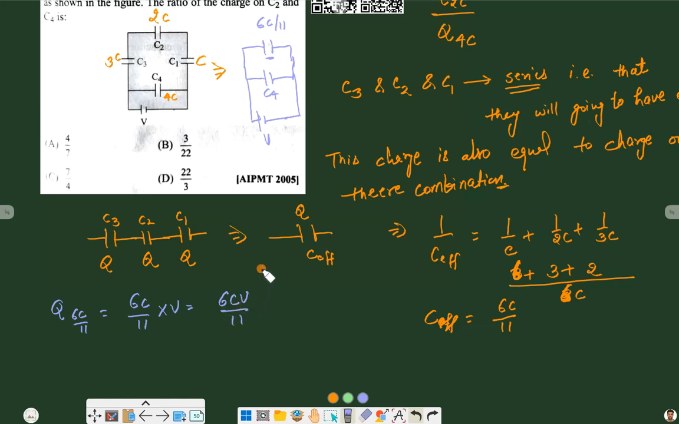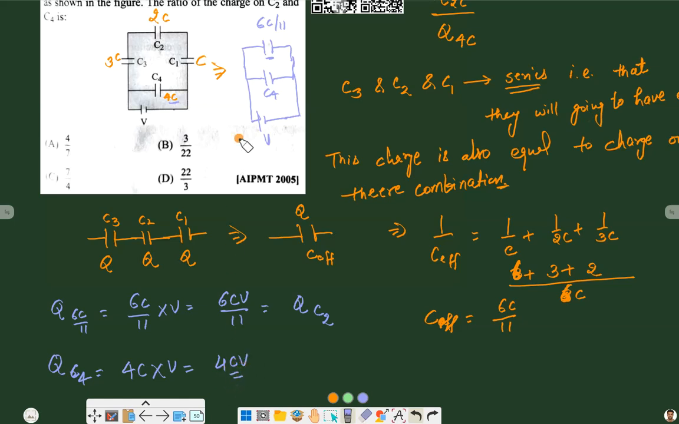And this is the charge on the effective capacitor, which is the combination of C3, C2, C1. So again, as we previously mentioned, this charge is the same as their individual charges. So this charge is also equal to the charge of C2. Now the charge on C4 will be its capacitance, that is 4C, into the potential applied across its terminal, that is V. So it is 4CV.